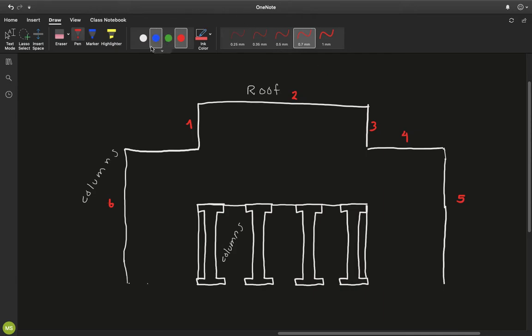Okay. And these should be connected like so. This should be connected like so, and so on and so on.